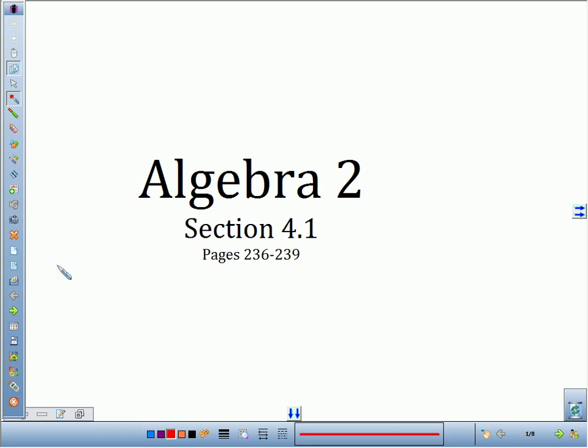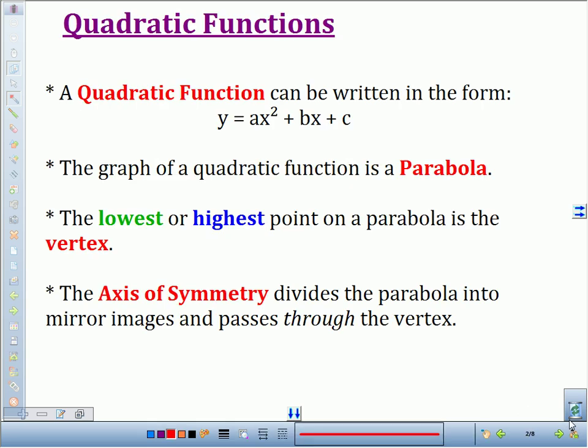These are the notes for Algebra 2, Section 4.1, pages 236 through 239 in your textbook. Now we're looking at graphing quadratic equations or quadratic functions in standard form. Some definitions to go through first.